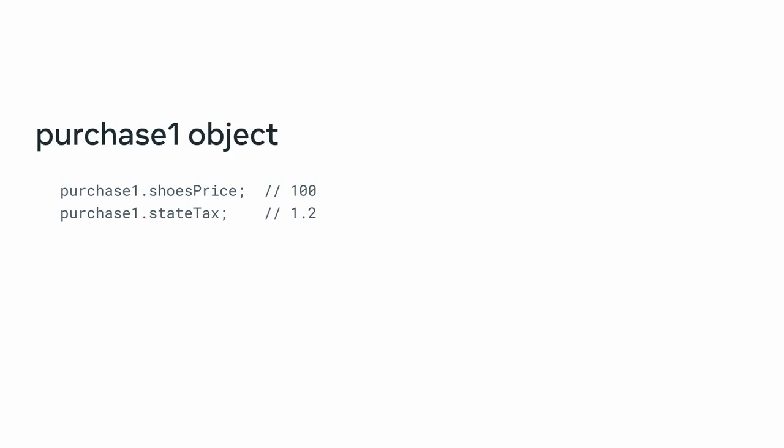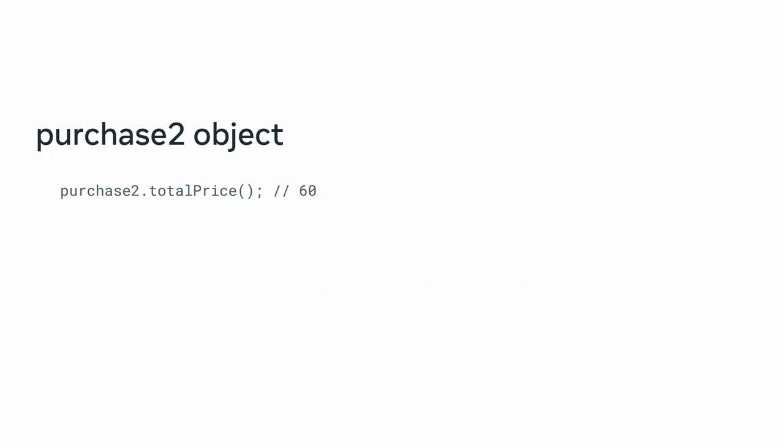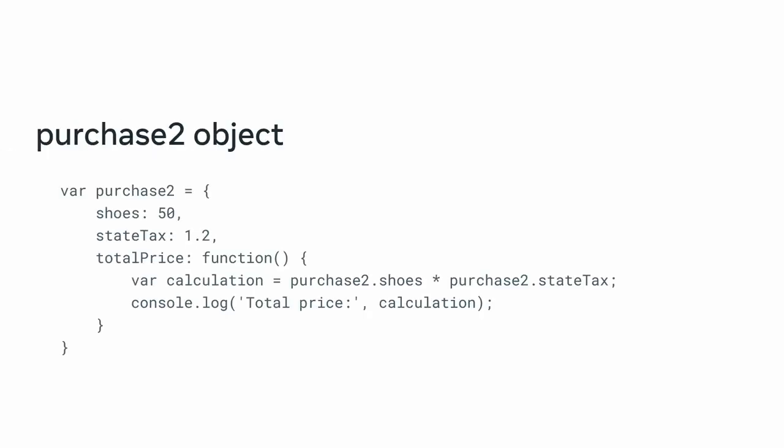In fact, you can access any data that the purchase1 object has. For example, using the dot notation, you can access the shoes price data and the state tax data. An advantage to using the OOP approach is that you can build as many objects as you need. For example, you can build another purchase object and name it purchase2. Once created, you can also access the total price method on the purchase2 object, just like you did on the purchase1 object previously. You may notice that the total price method was almost the same in both the purchase1 and the purchase2 objects. This means that you can improve the objects so that both methods are identical.